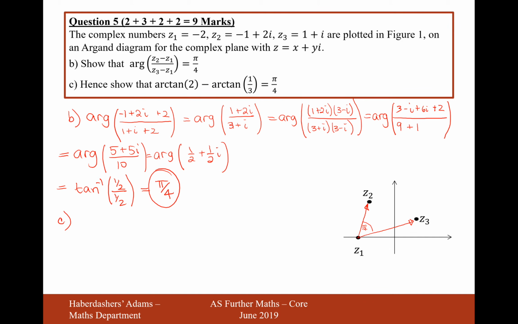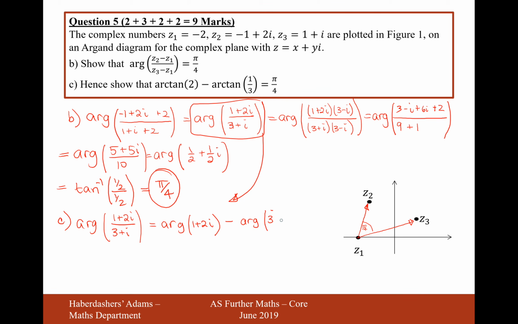Hence show that arctan of 2 minus arctan of a third also equals pi by 4. So what we'll now do is we'll do these arguments separately. So let's go back to this point here, that arg of 1 plus 2i over 3 plus i equals the argument of 1 plus 2i minus the argument of 3 plus i.